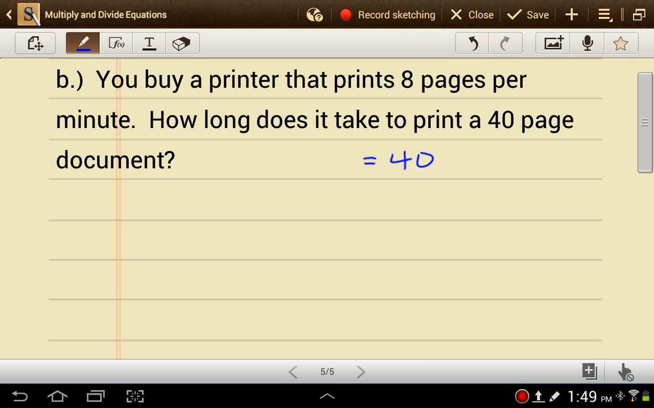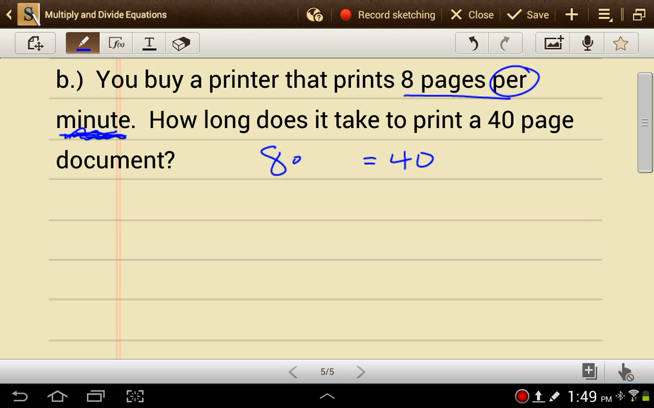Now I know it does 8 pages per minute. That's a rate. I know it's a rate because of the word per. So 8 pages per minute. So that's going to be 8 times. You always multiply a rate times whatever you're looking for. In this case, the minutes is what it's going to be. So how long does it take? That's my time that I'm going to multiply by, and it's the per part that tells me that. I'm going to multiply those two values together.